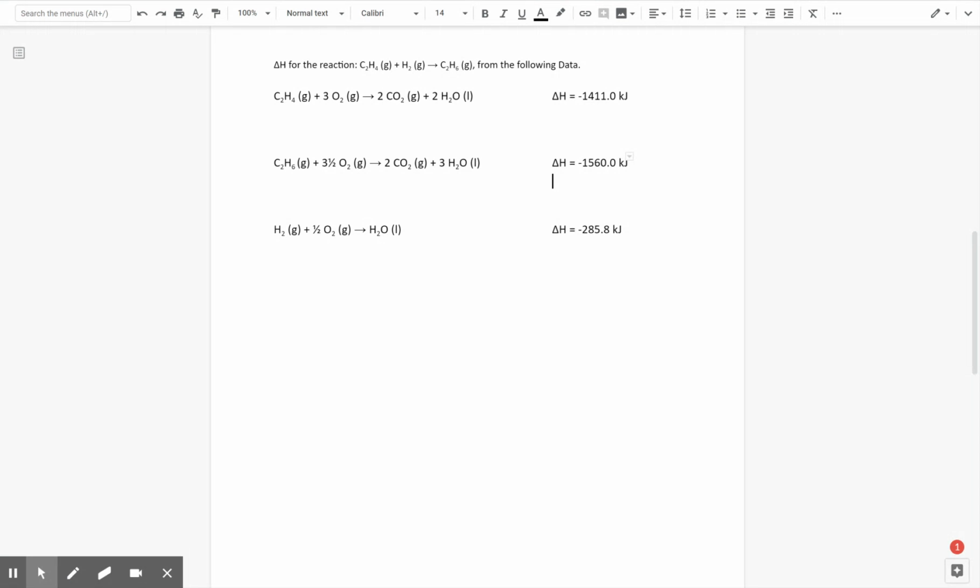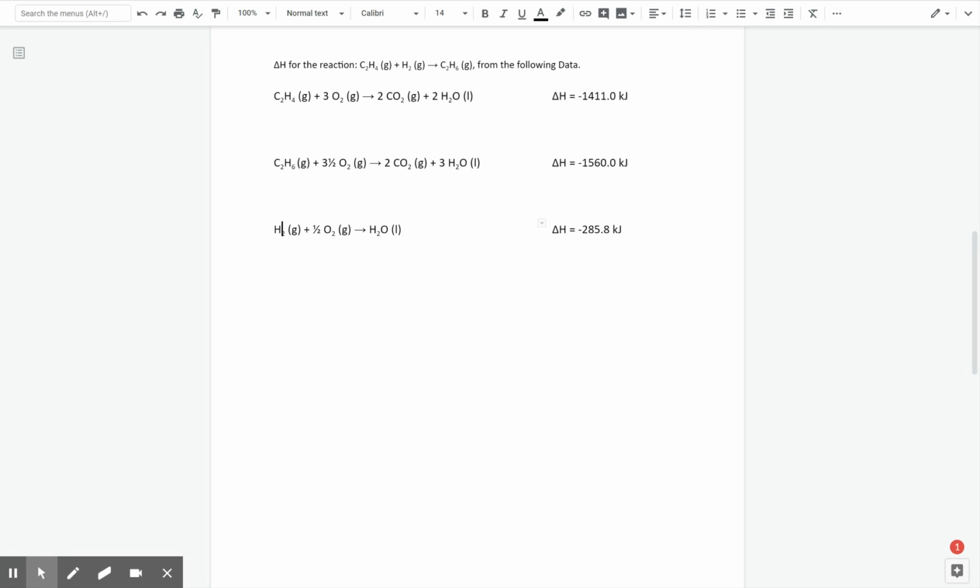Okay, so our overall reaction is C2H4 plus hydrogen gas makes C2H6. So if you look on our three equations here, we have C2H4 over here. We have it as a reactant in here, so we don't need to do anything to this equation. Hydrogen, H2 up here is a reactant, also a reactant down here, so we don't need to do anything here.